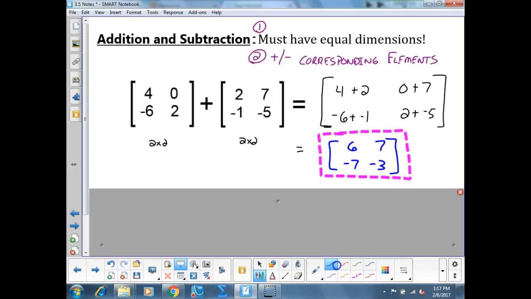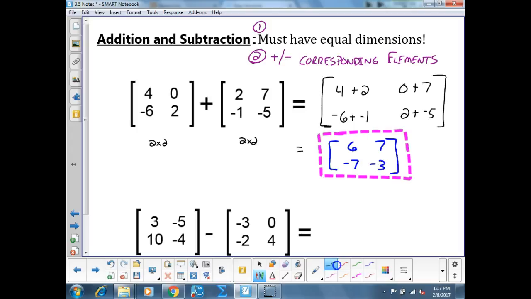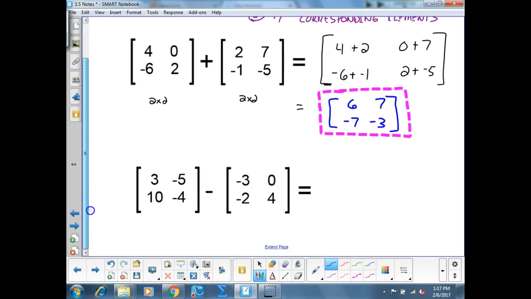Questions on that? You can't go any further with it. I know. When you're adding and subtracting, your dimensions will be the same. Meaning the resultant matrix will be a 2 by 2 in this case. Okay? Or in this case down here for this one. 2 by 2 plus a 2 by 2 is going to give me a 2 by 2. Okay? Alright? Try this one.